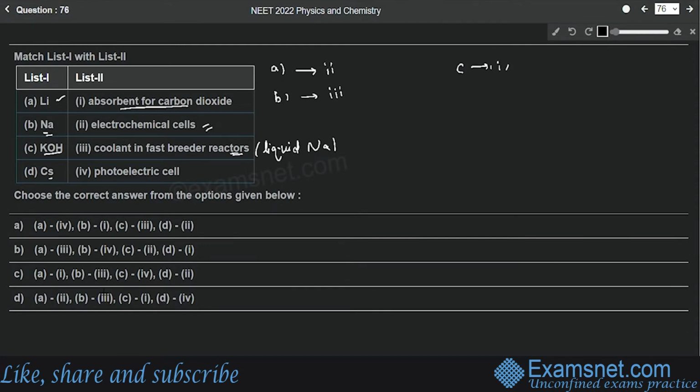And the last one is cesium. Cesium is used in photoelectric cells. So the correct match for D will be 4. So out of the given options, the correct option will be number D. Okay.